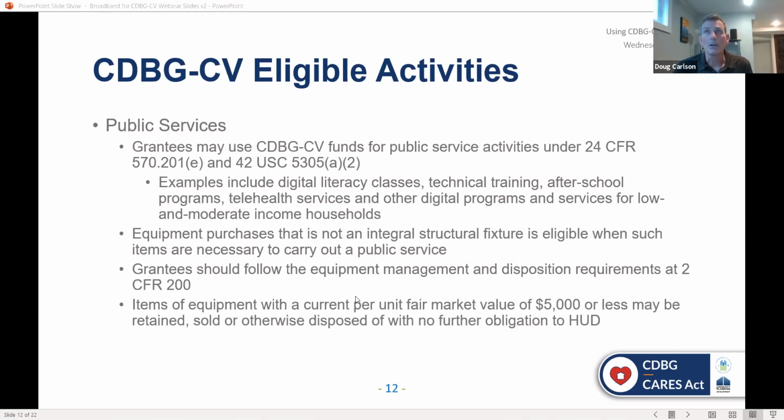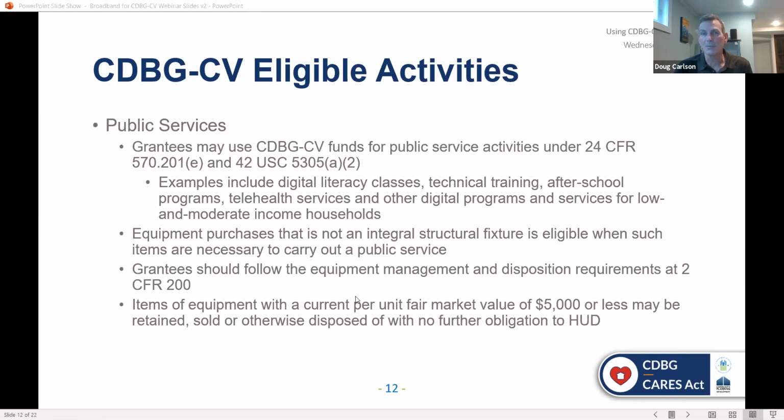So one of the more important areas of broadband access that could be eligible under CDBG-CV is public services. And there are lots and lots of different examples of how you can use CDBG-CV to support public services that connect people to broadband in one way or another. Public services in the CDBG regulations are an eligible activity under 570.201(e).